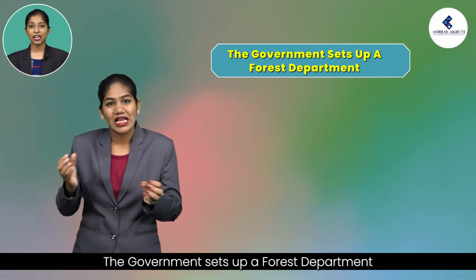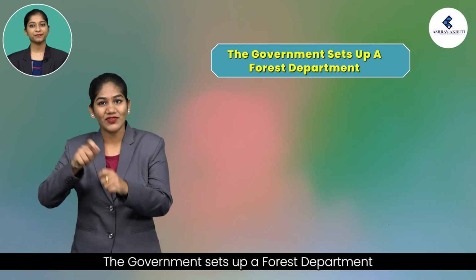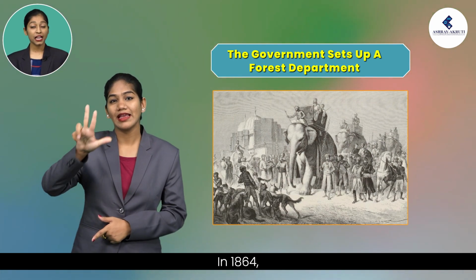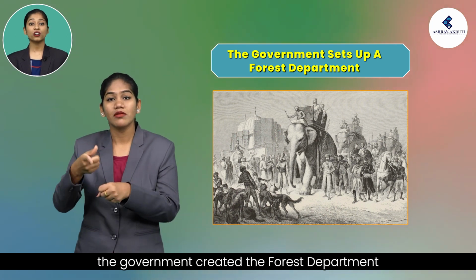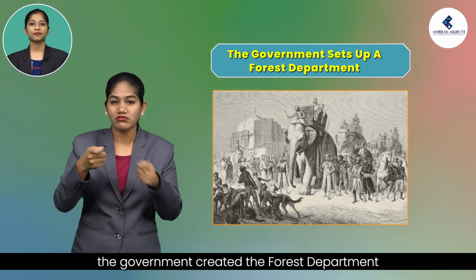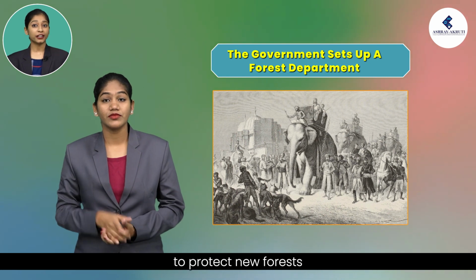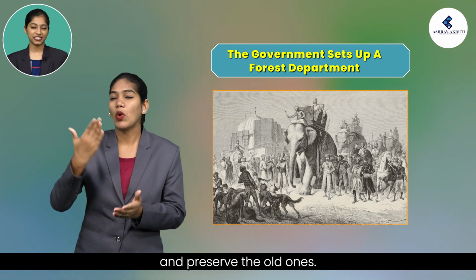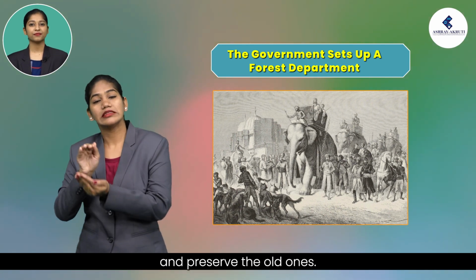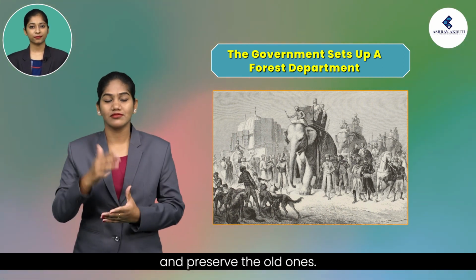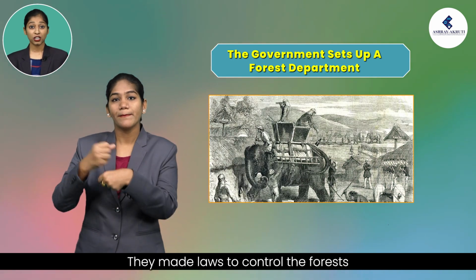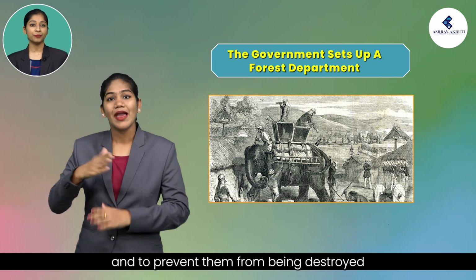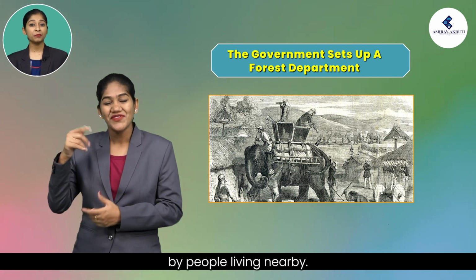The government sets up a forest department. In 1864, the government created the forest department to protect new forests and preserve the old ones. They made laws to control the forest and to prevent them from being destroyed by people living nearby.